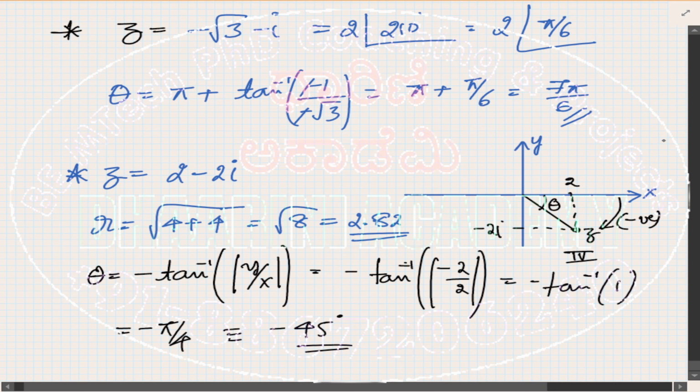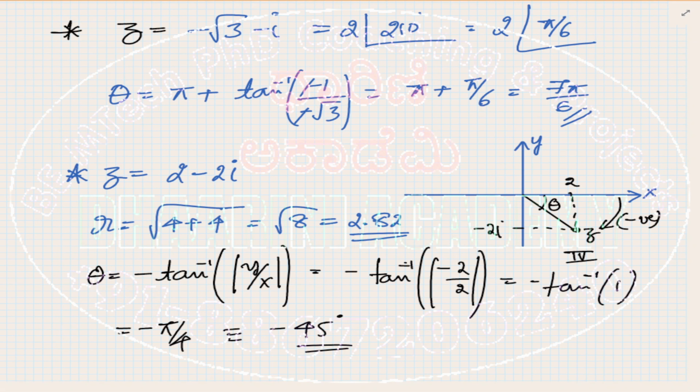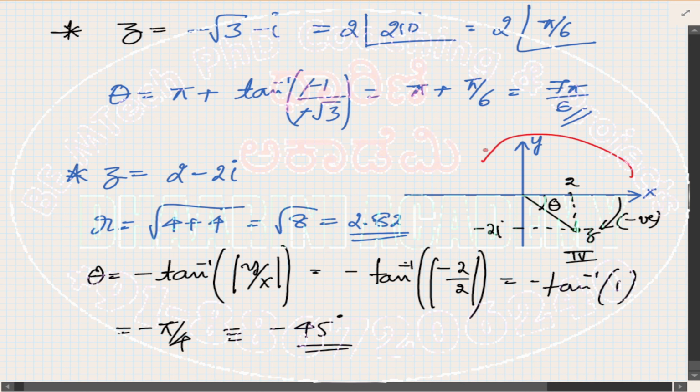Right? Our convention says that if you measure an angle in the anti-clockwise direction, that is a positive angle. Whereas if you measure any angle in this direction, that is the negative angle.